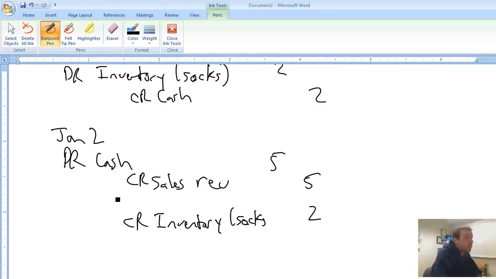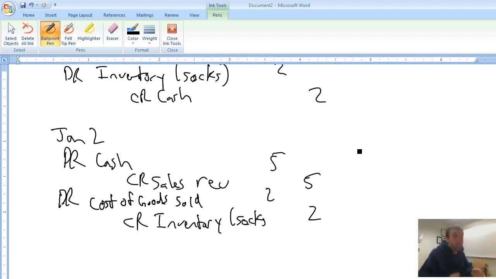Now, this is going to give rise to a new expense, and it's an expense we haven't talked about yet, and that expense is called cost of goods sold. And so when Walmart sells its pair of socks, it has a cost of goods sold of $2. So the journal entry, again, whenever we're selling inventory, is always going to be debit cash or accounts receivable, credit sales revenue, debit cost of goods sold, and credit the inventory that we sold.